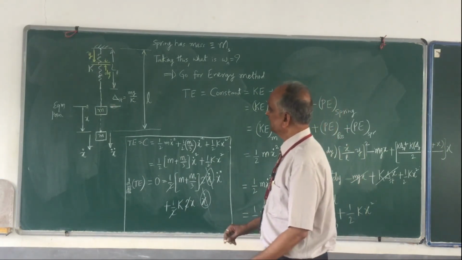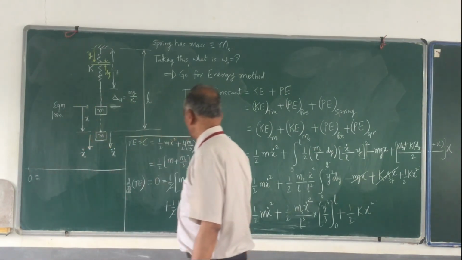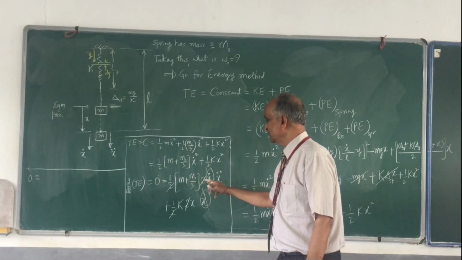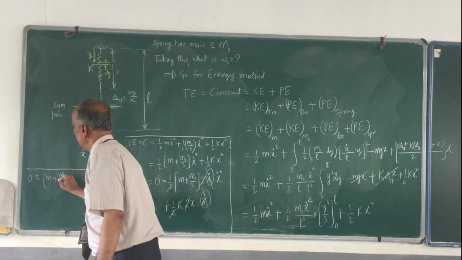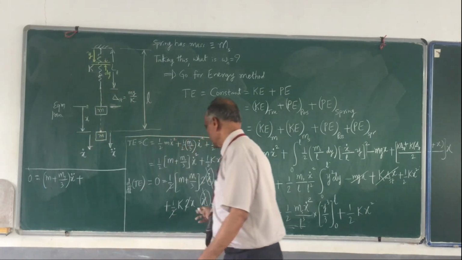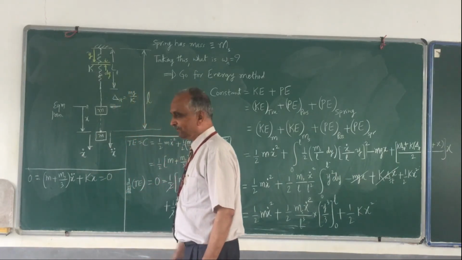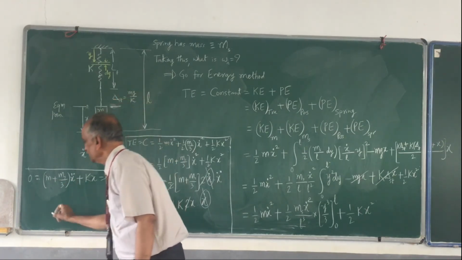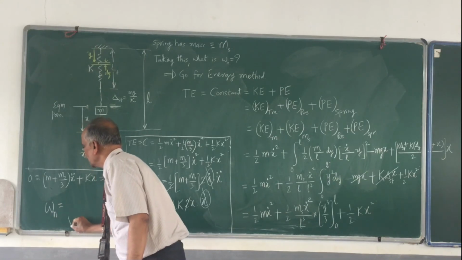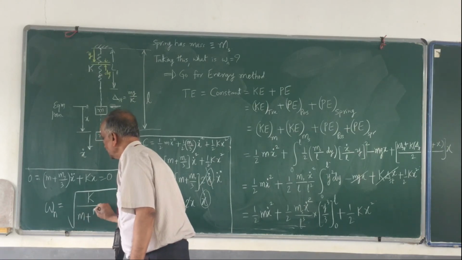Now almost got it. The left hand side is 0. So what I have is (m plus ms by 3) into x double dot plus kx equal to 0. To make the x double dot coefficient 1, we can bring it here, and write straight away: omega n is equal to the square root of k upon (m plus ms by 3).